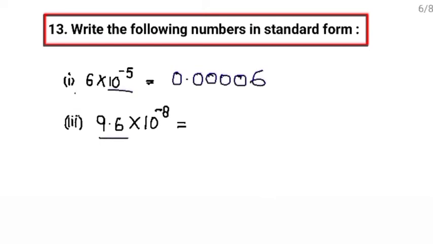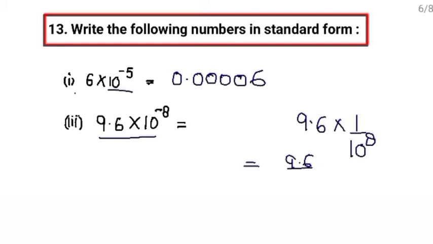Next part is 9.6 multiply 10 raised to the power minus 8. It means 1 upon 10 raised to the power 8. Why? Because the power is negative. Clear? This is equal to 9.6 multiply 1 is 9.6.